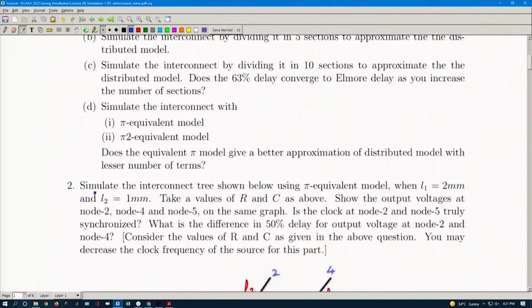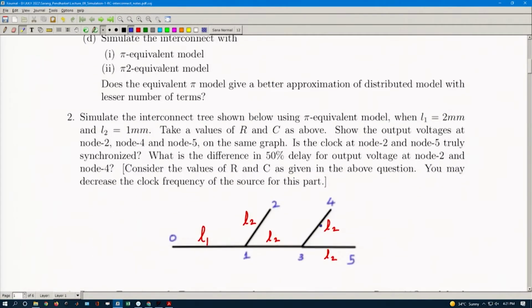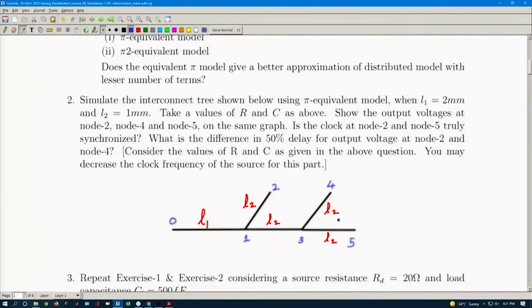Then in question 2, one interconnect tree is given to you, a branched interconnect like this. So this is your input, and these are your outputs. So this is say V out 2 and V out 5 and V out 4, and for this you have to simulate this interconnect. Lengths are given to you, L1 and L2, and you can simulate this.